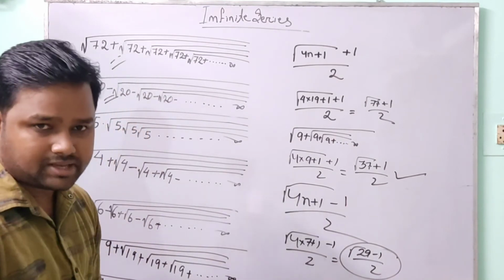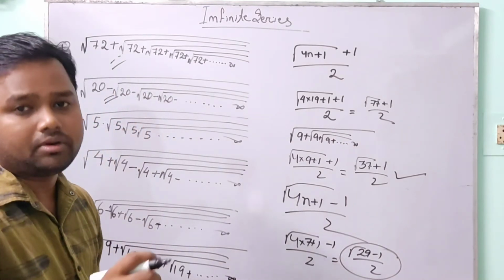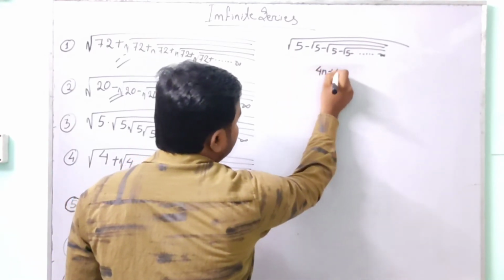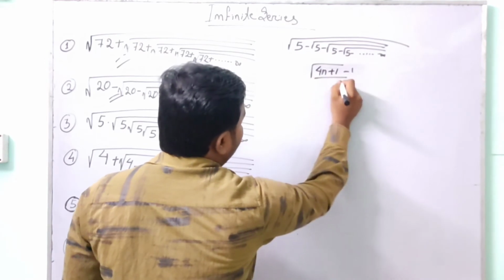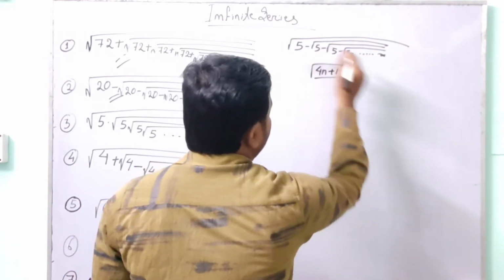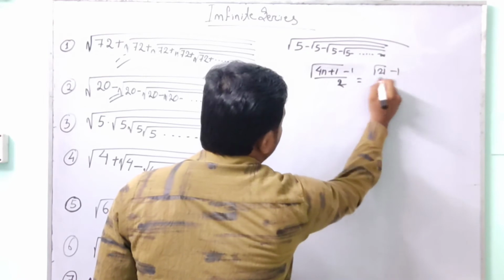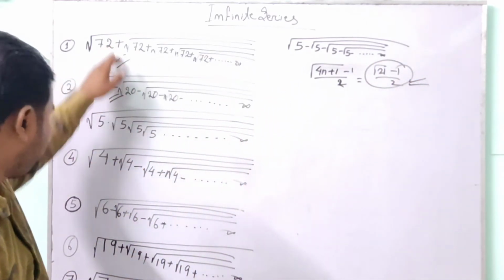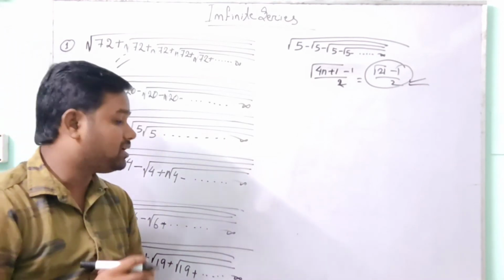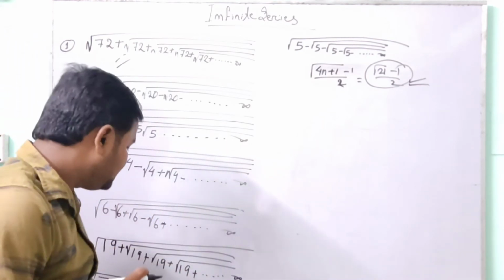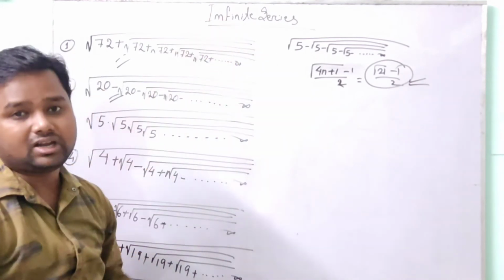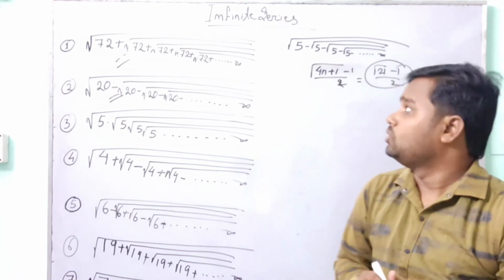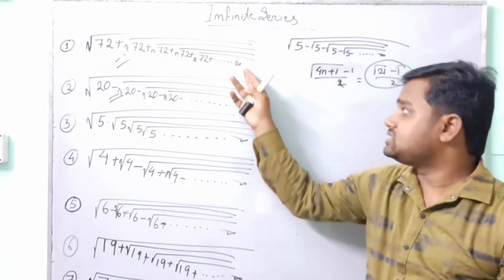If in place of 7 it is given root over of 5, then the answer will be root over of 4n plus 1, minus 1, by 2. That means here the answer will be root over of 21 minus 1 by 2. It will be the answer. So by this 7 question we can remember other tricks. Only this type of question is asked in the infinite number of series, and one extra question is given in examination, the infinite series, but it is not till infinite.